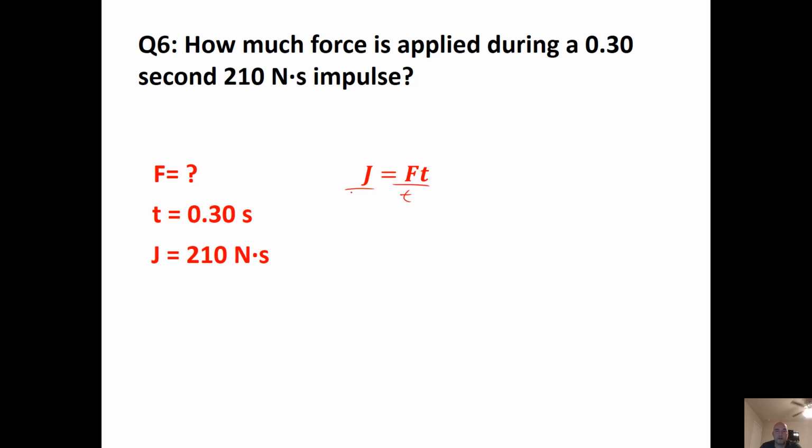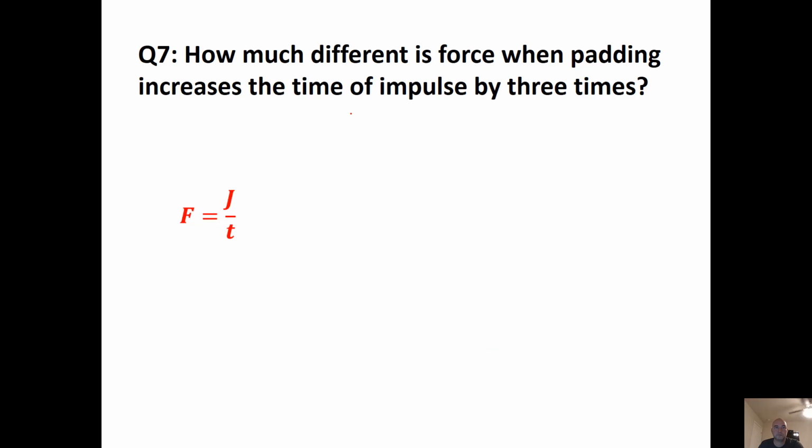So we're going to divide out the time, and we get force is equal to impulse over time. Plug in our numbers, and we get a force of 700 newtons. How much different is the force when padding increases the time of impulse 3 times?